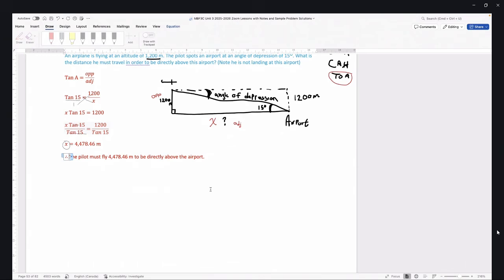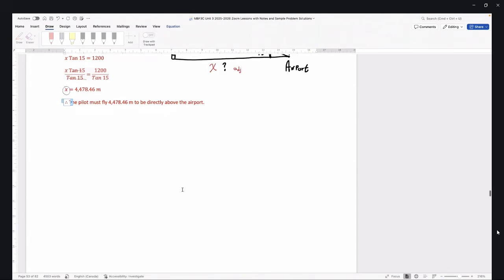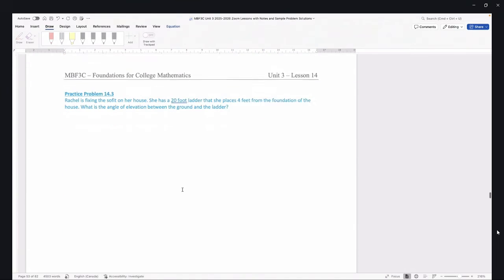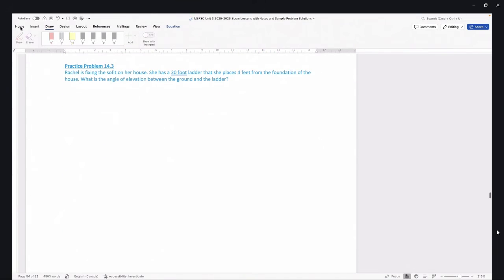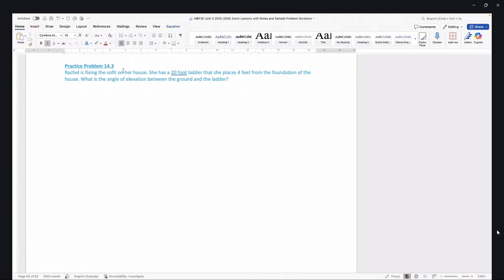Again, drawing an accurate diagram is important. Try once more. So now we have practice problem 14.3. Those two both involved tan.